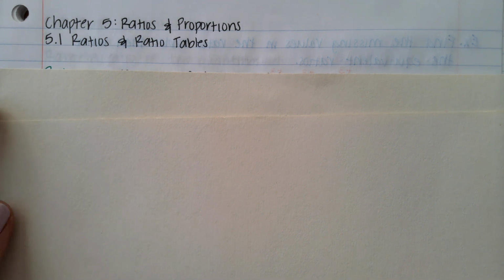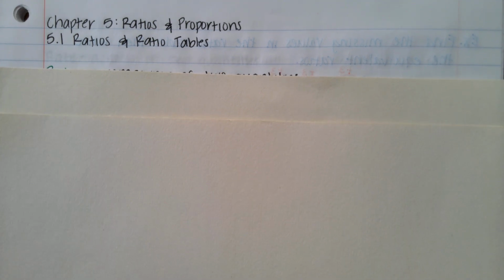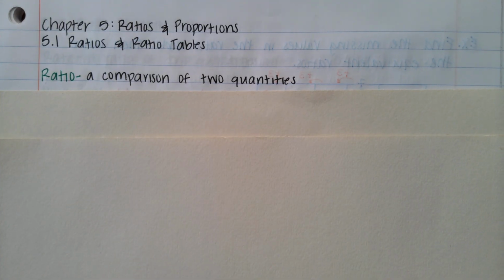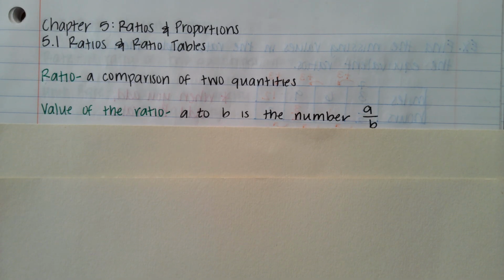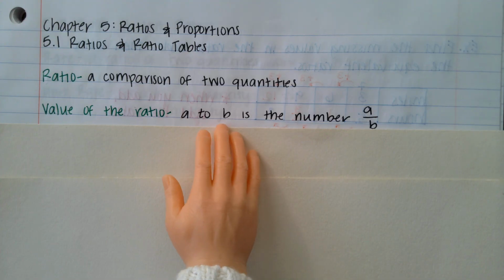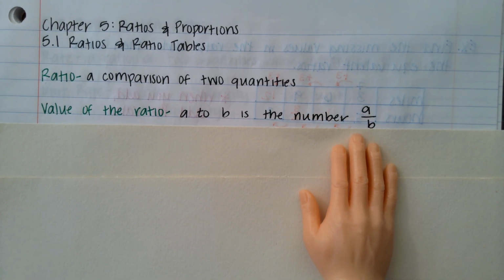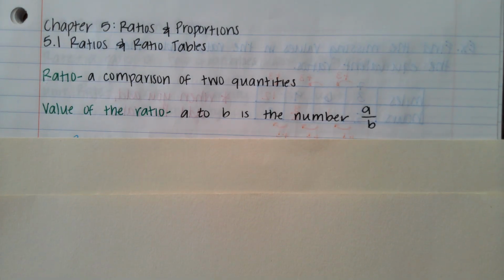This is 5.1 about ratios and ratio tables. So a ratio is a comparison between two quantities. The value of the ratio for A to B is the number we get from A over B. If we can simplify the fraction, we will simplify the fraction.